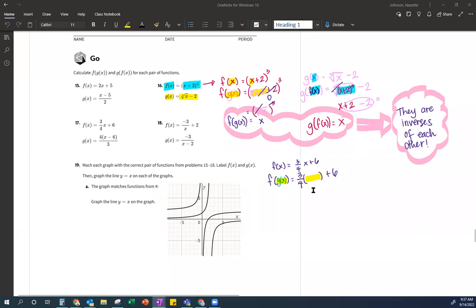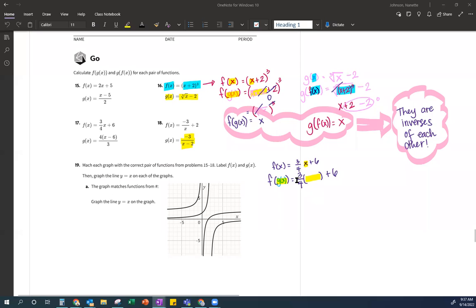Okay, so again, I'm going to put the g of x in here, which is all of this stuff, right? All of that stuff. Oh, that's why, because I highlighted the wrong one. Okay, so I'm gonna put all that stuff in there. So that is that color. So 4 parentheses x minus 6 all over 3.